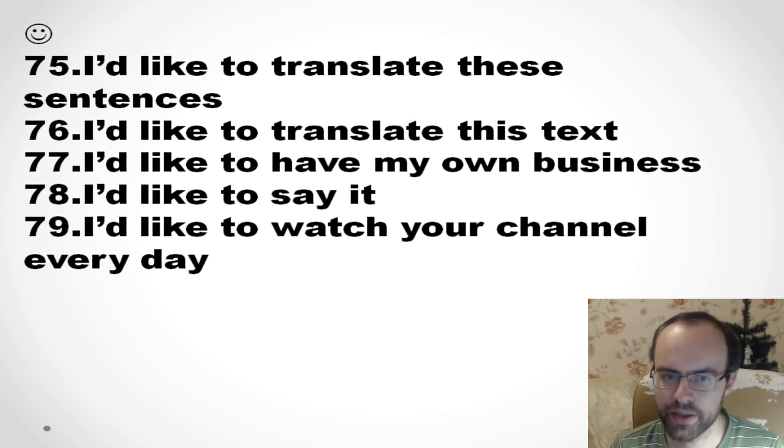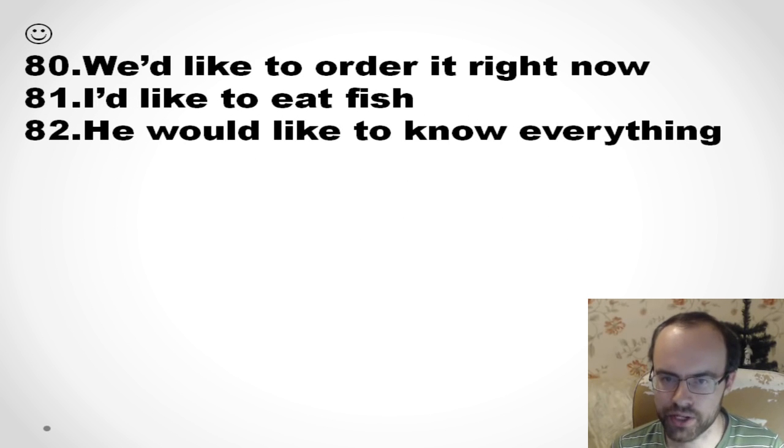I'd like to translate these sentences. I'd like to translate this text. I'd like to have my own business. I'd like to say it. I'd like to watch your channel every day. We'd like to order it right now. I'd like to eat fish. We would like to know everything, or you can use a short form, yeah? He'd like to know everything.